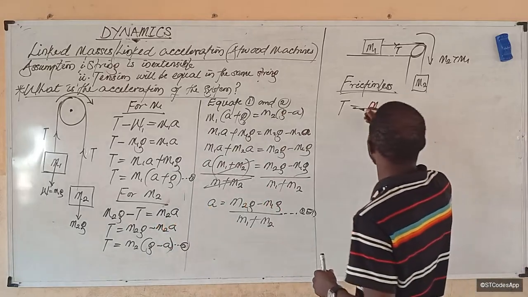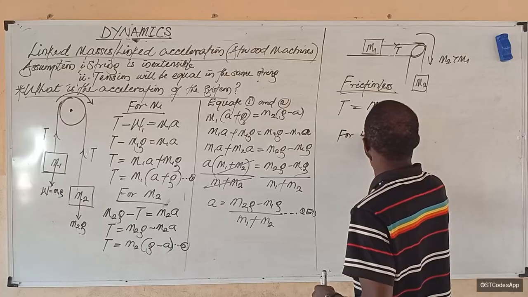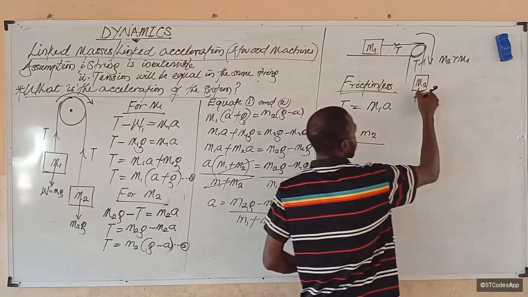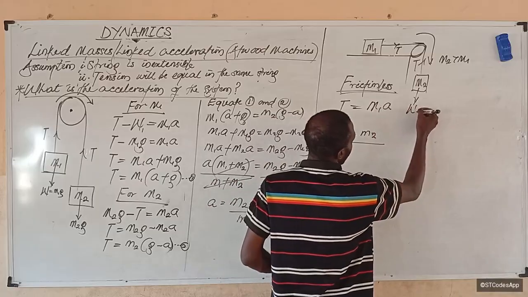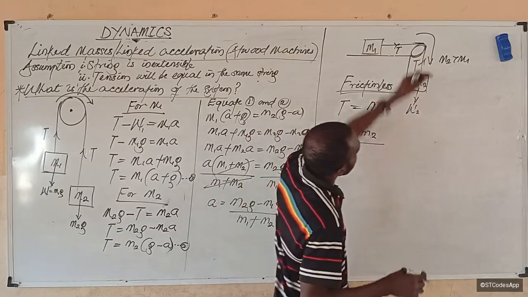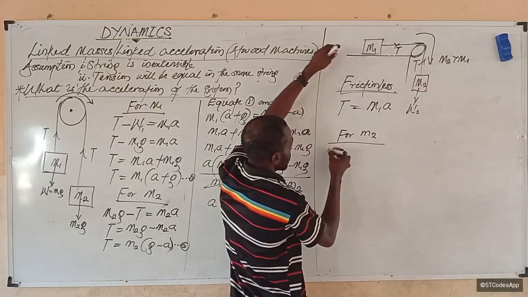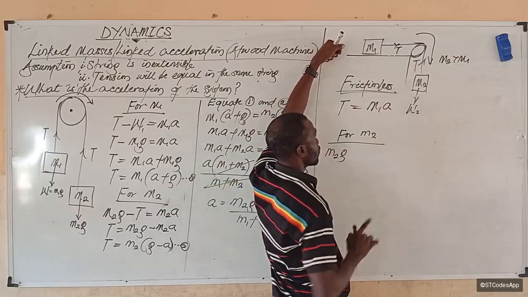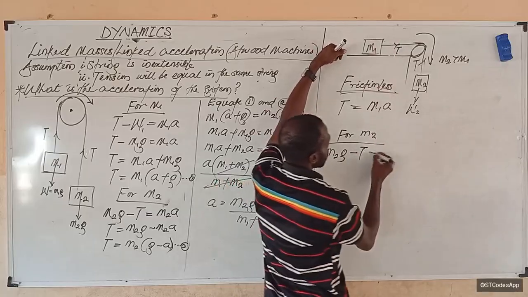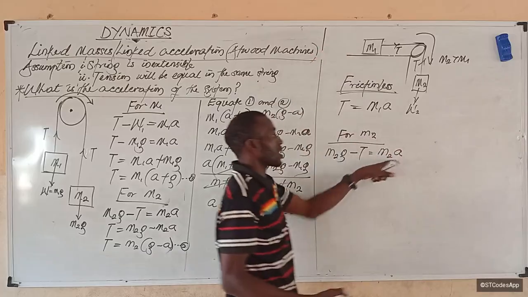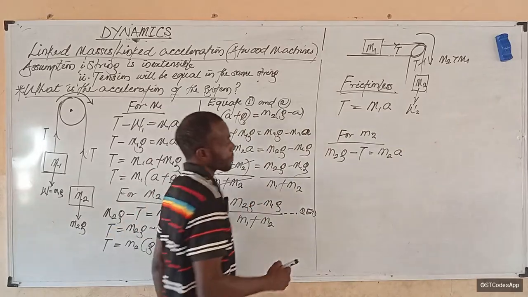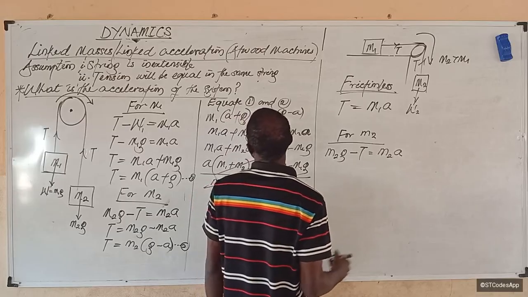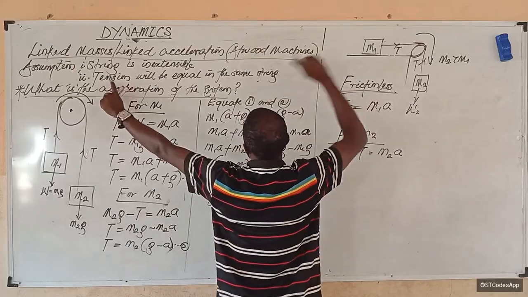So this one is for M1. How about for M2? Now for M2, the reverse is the case. Tension acts, and weight also acts. The direction of motion is down on this side, so weight, M2G, is positive. Then tension is negative because it acts in the opposite direction. So M2G minus T is equal to the net force that causes acceleration on mass 2, M2A. Keep in mind that the acceleration is the same because the systems are linked.